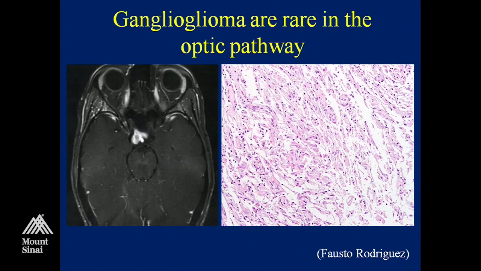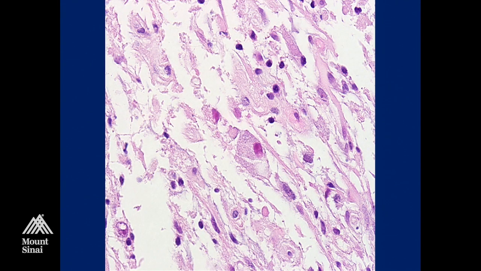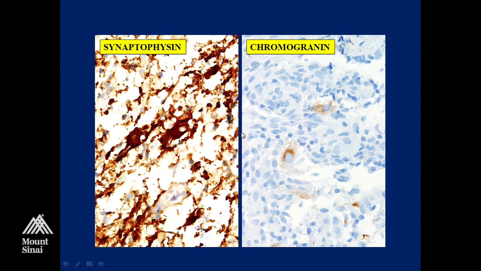So you occasionally can see other tumors in the optic pathways. Here's a case I got from Fausto of a ganglioglioma that arose in the optic nerve. A lot of it was glial, but there were some ganglion-type cells in the tumor, and synaptophysin and chromogranin stains were highlighting this ganglion cell component. So this isn't a great one, but we convinced ourselves this is a real ganglion cell component. You can see them occasionally.